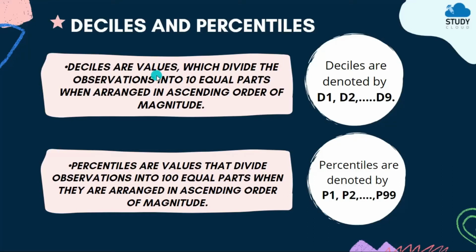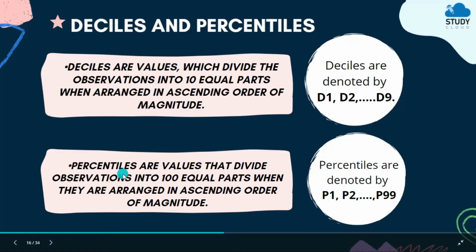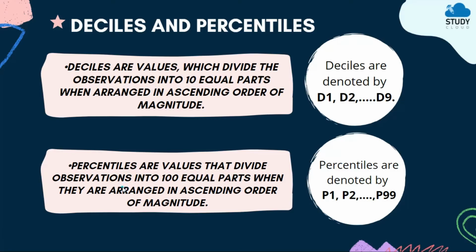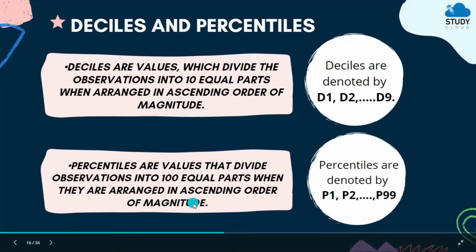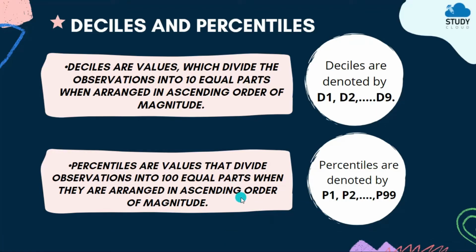The next part of this chapter is deciles and percentiles. Now deciles will divide the entire set of data into 10 equal parts, and there will be a total of 9 deciles, starting from decile 1 to decile 9. And percentiles, here the entire data, or you can say the observations, will be divided into 100 equal parts when they are arranged in ascending order of magnitude. Now here there are a total of 99 percentiles, so it starts from P1 to P99.